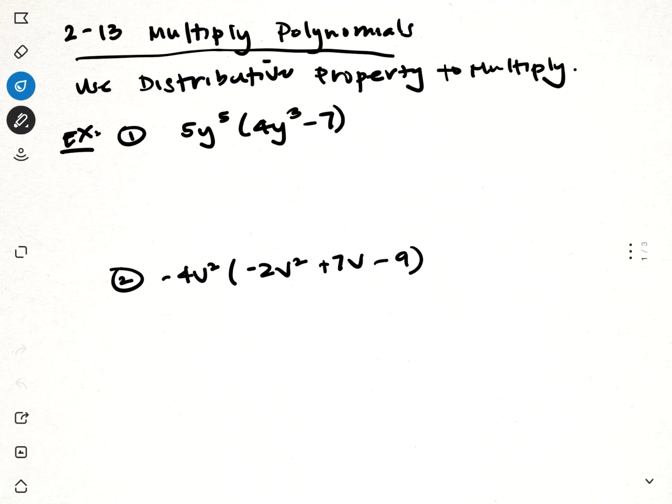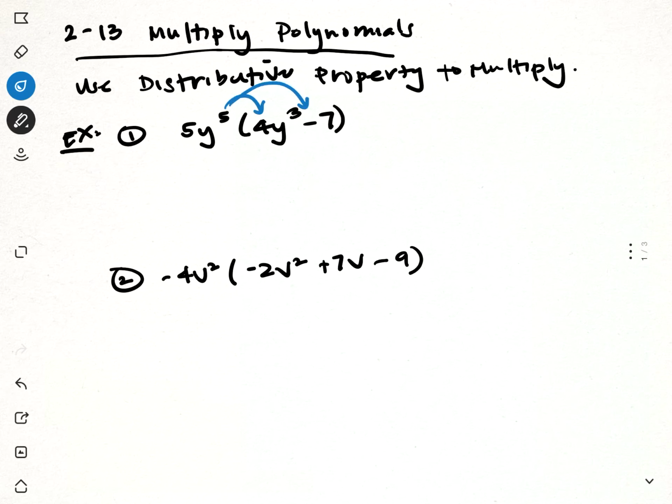Welcome. Today we're looking at 213 multiplying polynomials. So this one's pretty easy, especially as compared to the last one. But the thing to remember when we're multiplying polynomials is we need to distribute to simplify. So what we're going to do here is start off with easier ones.